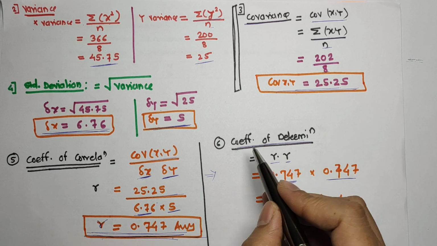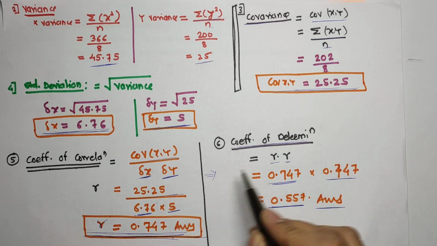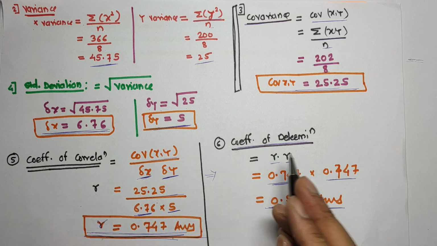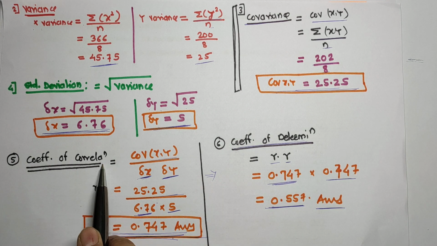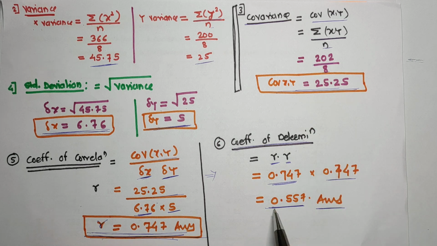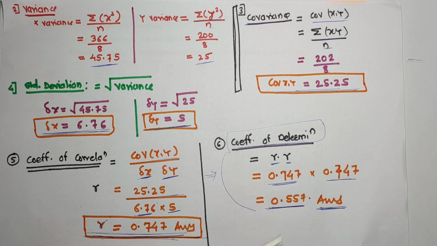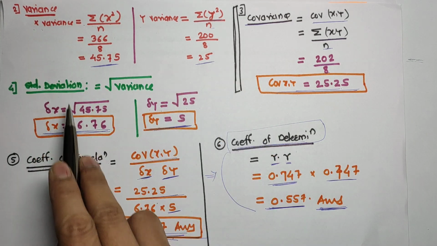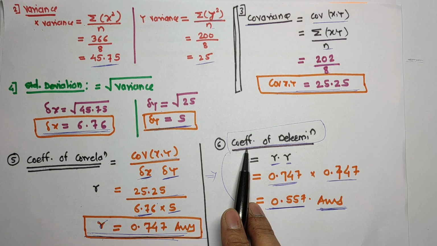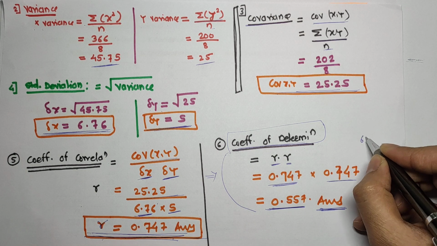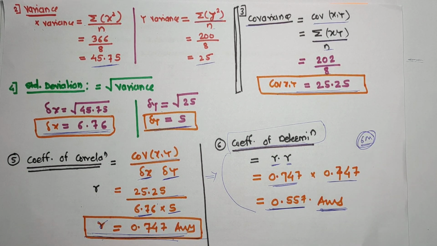Okay, after that we have to find the coefficient of determination. The coefficient of determination is nothing but the square of the coefficient of correlation. So just small r into small r, and you will get 0.557 as the answer for the coefficient of determination. So friends, in this fashion you have to solve this type of case study. See, they can ask for 2, 3, 4, 5, 6 things to calculate. So definitely they will ask this type of numerical for 6 marks, or for 5 marks.